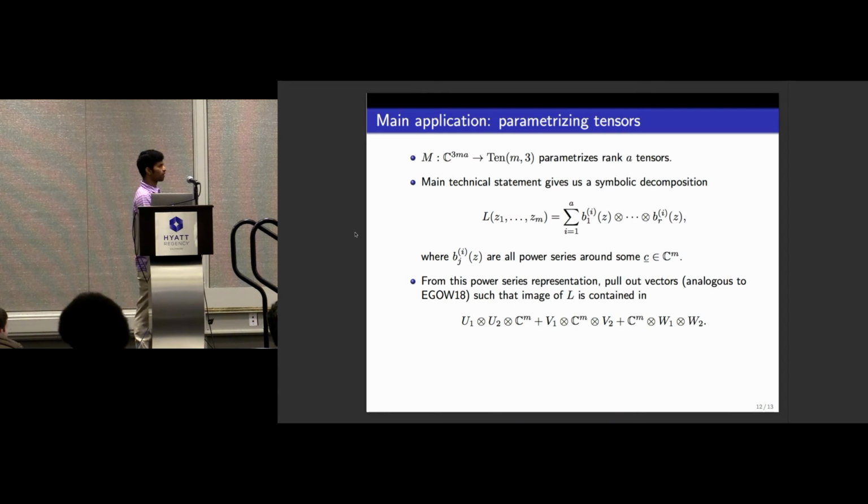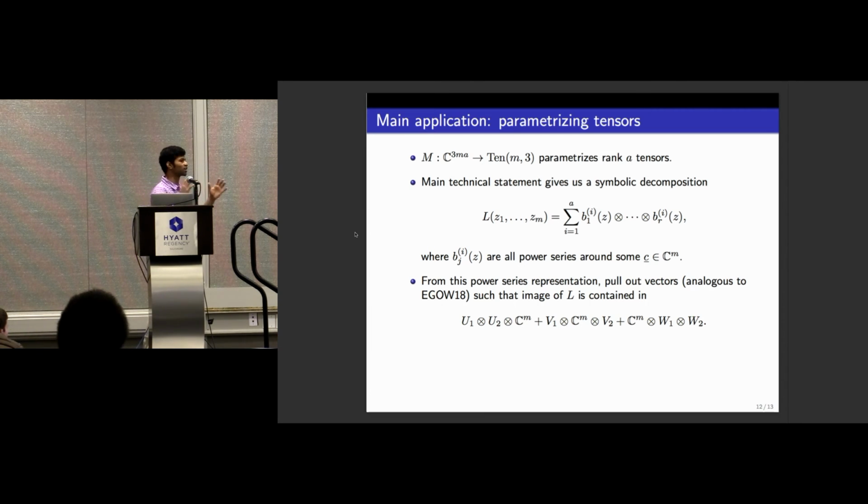And the point about the image of L being contained in something like this is that it will tell me that the image of phi, which was my linear map from 9 tensors to 3 tensors, will also be contained in this subspace. And this will follow by linearity, right? If all the rank 1 tensors land up in such a subspace, then no matter what you add, you stay within the subspace.